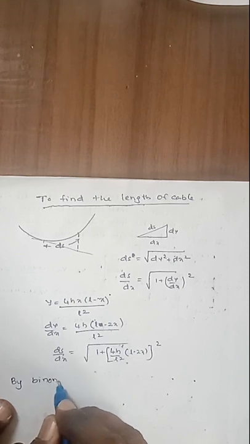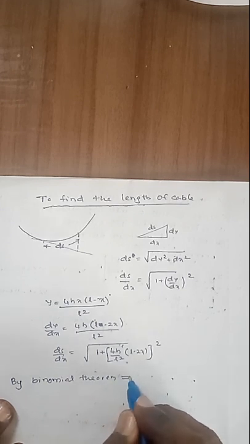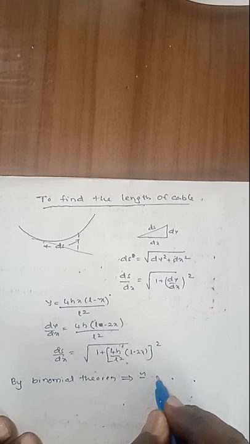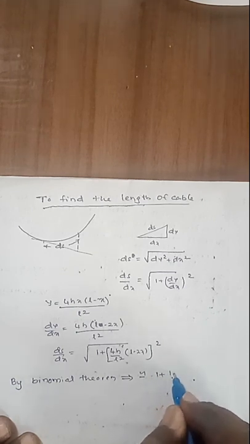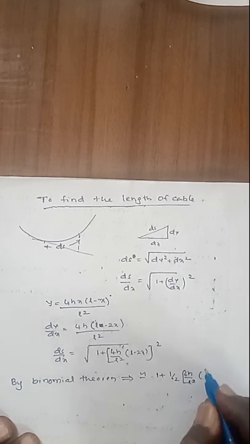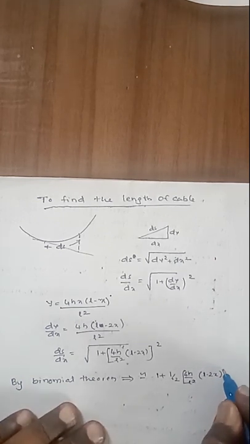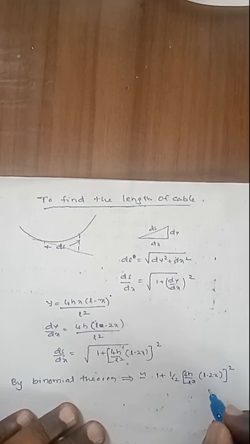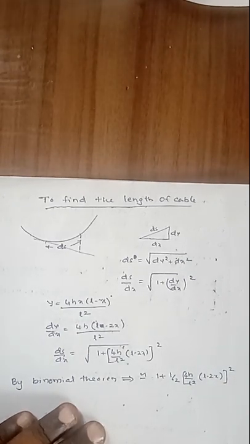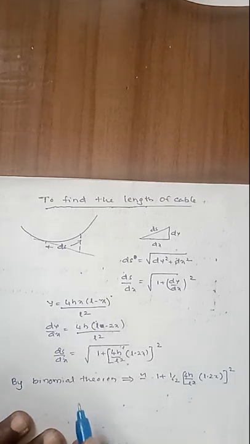By binomial theorem, this is approximately equal to 1 plus half of, if we expand this term, 4h by L square into L minus 2x whole square. That is the solution for this equation.